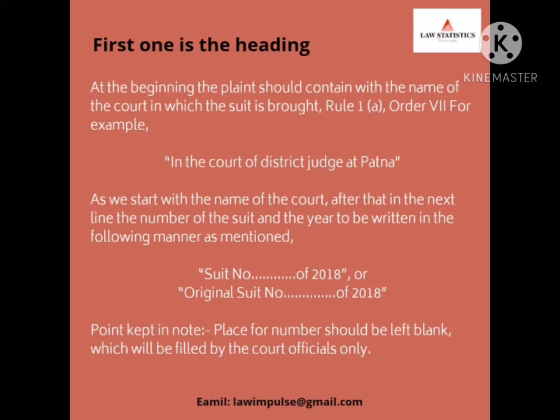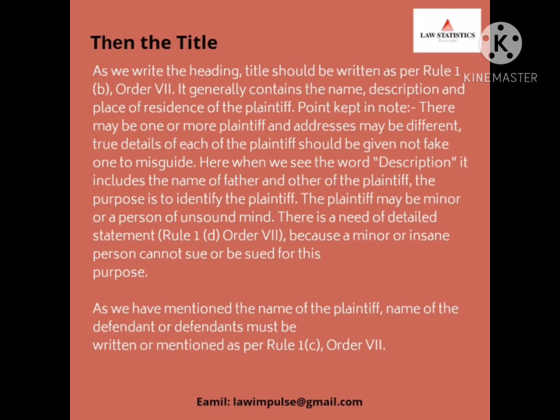First one is the heading. At the beginning, the plaint should contain the name of the court in which the suit is brought. Rule 1, Clause A, Order 7. For example, in the Court of District Judge at Patna. After the name of the court, in the next line, the number of the suit and the year are to be written in the following manner: suit number of 2018, or original suit number of 2018. The point to note is that the place for the number should be left blank, which will be filled by the court officials only. Then comes the title.